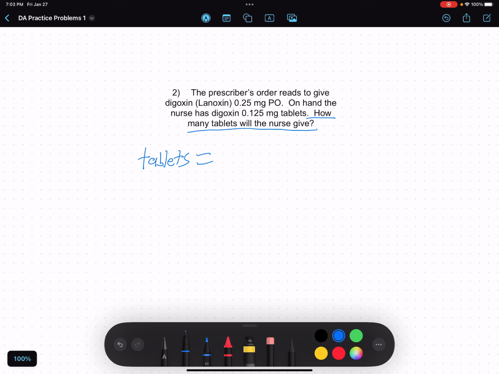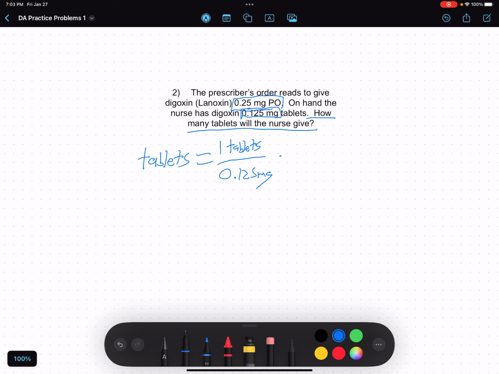So what that means is if we're going to have tablets at the top of this fraction, we need to have something in this equation that is equal to tablets. So if we have one tablet, based on this information, there's 0.125 milligrams in each tablet. So in this fraction, for every one tablet, we have 0.125 milligrams. Now, to move forward, what we want to do is cancel out those milligrams. And if we look in the question, we can see that we have milligrams that we can use to cancel this out. And that is right here, 0.25 milligrams.